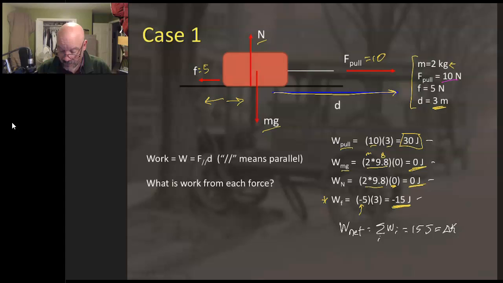Now we could have figured that out pretty easily already because we know the pull, capital F pull, is 10 and the friction is only 5. So our net force here in the x direction is actually 5. So we anticipate that it should accelerate.